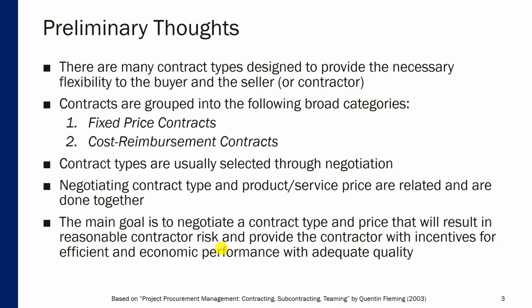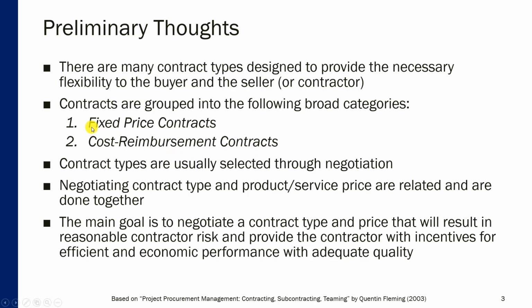Some preliminary thoughts before we go into the main subject matter. There are many contract types designed to provide the necessary flexibility to the buyer and the seller or contractor. But generally speaking, all contracts usually fall into the following two categories. Number one, fixed price contracts, and number two, cost reimbursement contracts.